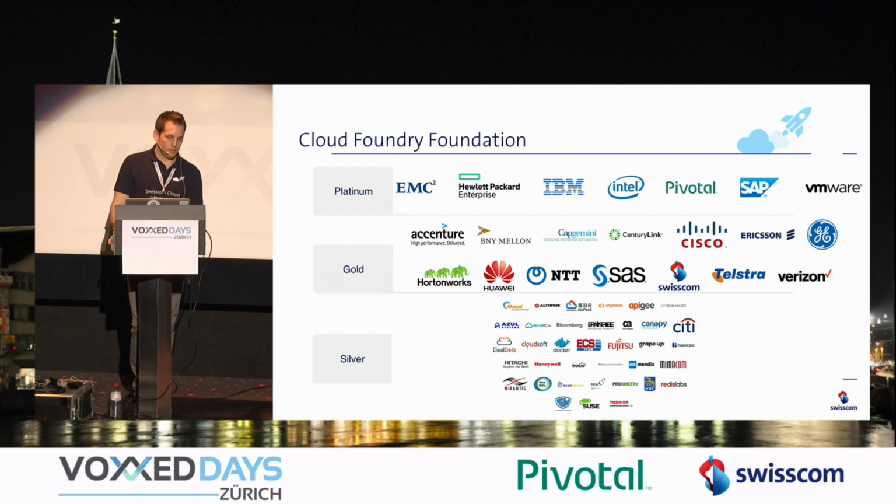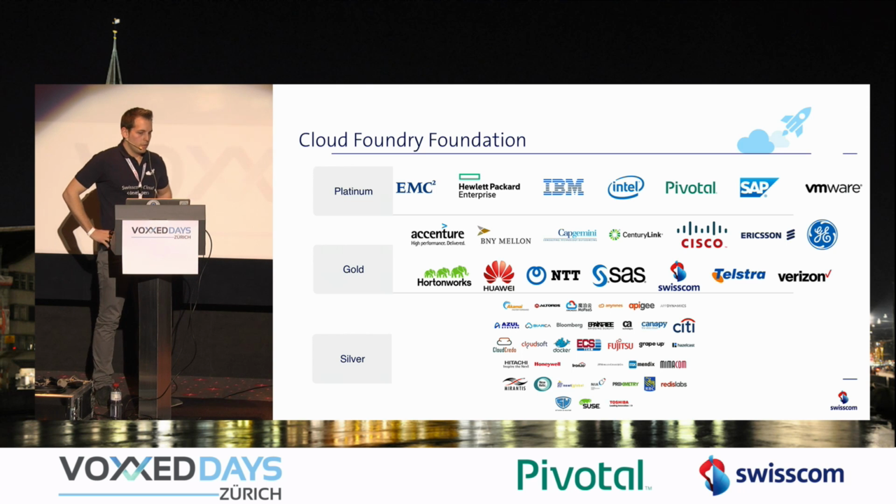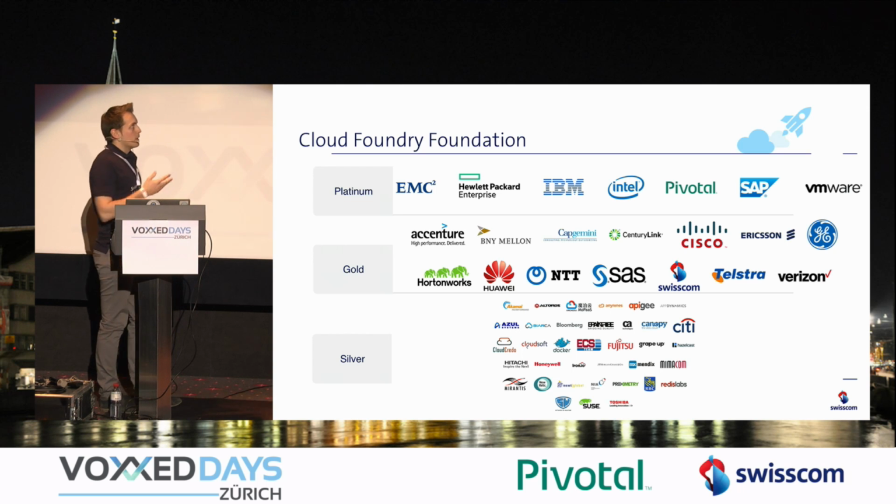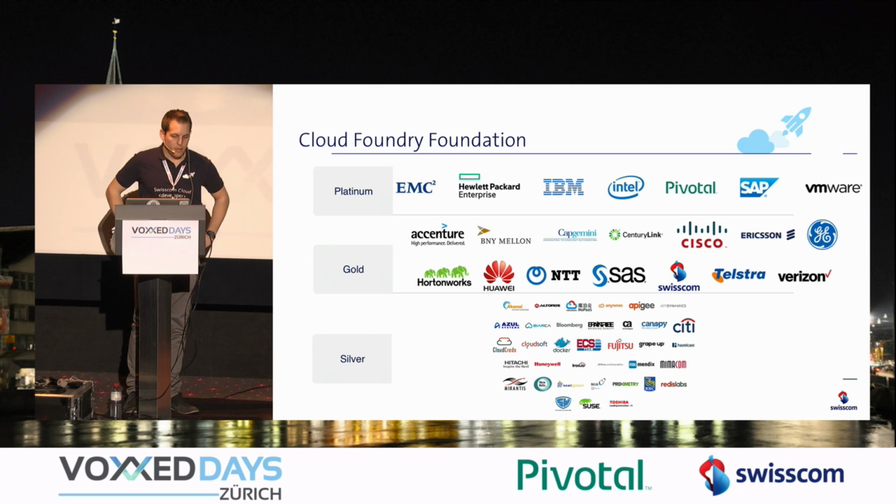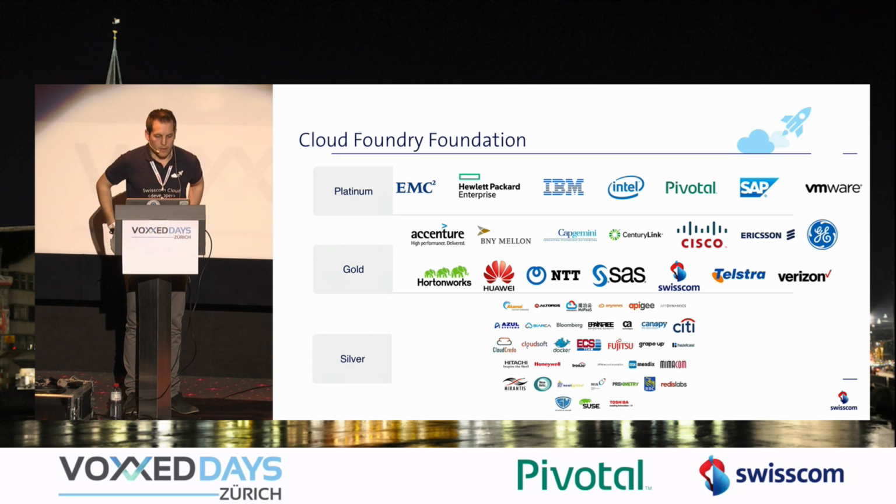And there are also a lot of companies which have a strong commitment in Cloud Foundry. So the Cloud Foundry Foundation has about 50 members. And when we just look at the platinum names, EMC, HP, IBM, Intel, Pivotal, SAP, and VMware, then we see there are very, very big brands behind this foundation and helping this product to grow. And they also all use this product, Cloud Foundry, for making their business better.